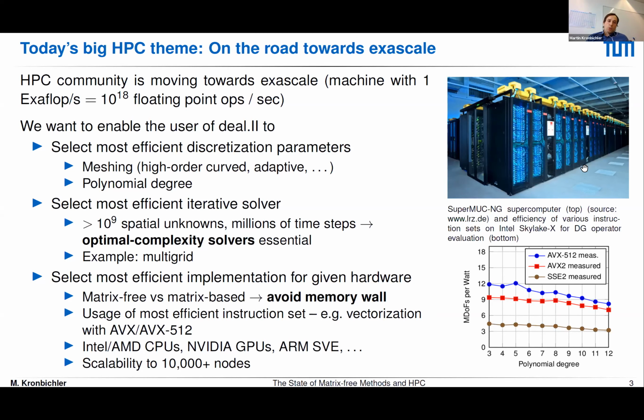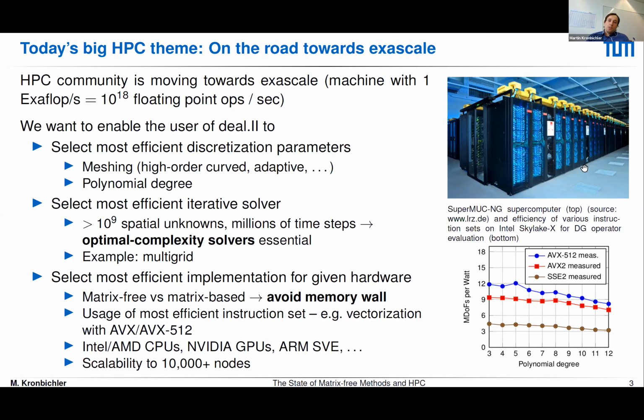And what we want in deal.II is we really want to have the user utilize this power of the largest machine in the world. And we want to have this infrastructure not just large machines, but we also want to use them in a smart way. So we want to have efficient discretizations. We want to have efficient solvers like multigrid, as I already mentioned. And of course, that means that we solve for 10 to the 9, 10 to the 10, 10 to the 11, 10 to the 12 unknowns. We have many, many time steps. So we really need the optimal complexity ingredients.